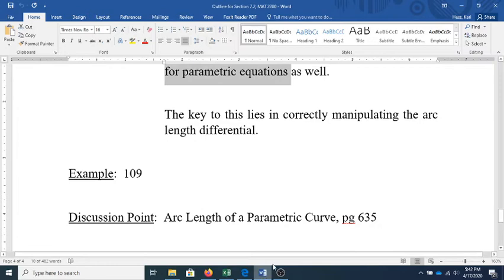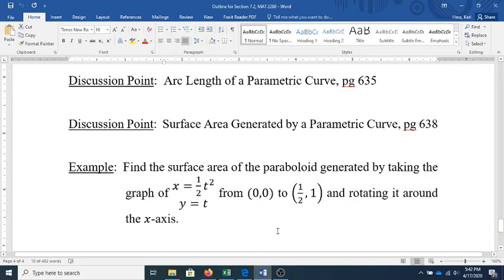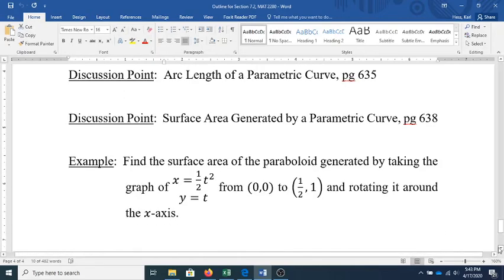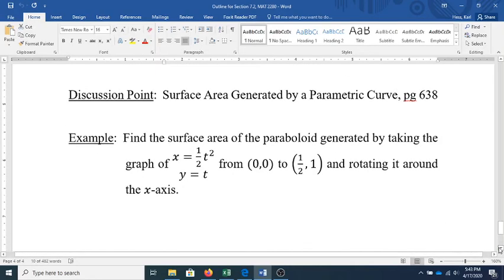Alright, let me see. One last thing to talk about. Finding the arc length of a parametric curve. Oh, we already did that. One more thing though. Just a little further down. Surface area generated by a parametric curve. Alright, there we go.